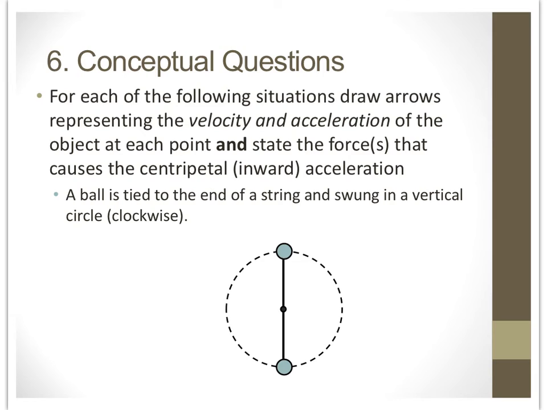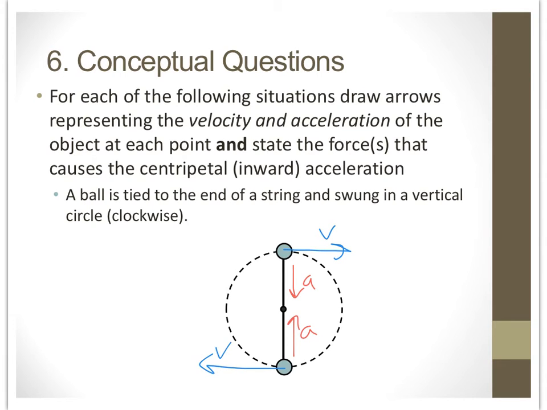We're going to work through some conceptual questions now, starting with some basic free body diagrams. We have a few situations where we want to talk about the velocity and acceleration of an object, and what forces cause that centripetal, that inward acceleration. In this first case, we have a ball tied to the end of a string swinging around in a circle clockwise. We're going to get the velocity and acceleration at each point. The acceleration is always inward, so it's going to look something like that. Our velocity is going to be tangent, so that's going to look something like that.